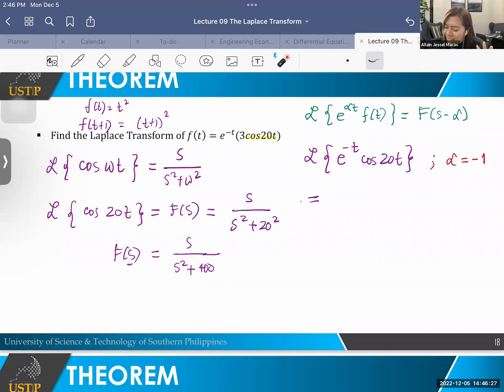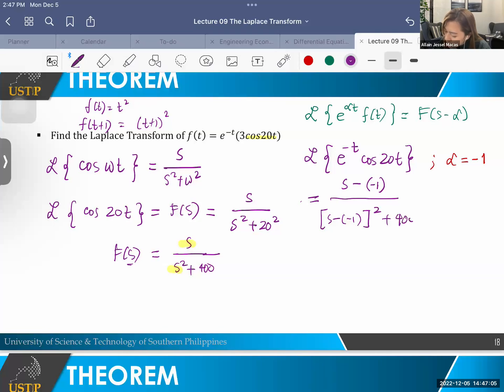Nagets niyo ako ang idea? So, S plus 1. Yes, s plus 1. Correct. So, that is s minus alpha or minus negative 1. Ang tanang s na ko, class, pang-ilisa na ko og s minus alpha. So, kanang s dira, s minus negative 1 squared plus 400. Okay, so that is s plus 1. Then we have s plus 1 squared plus 400.